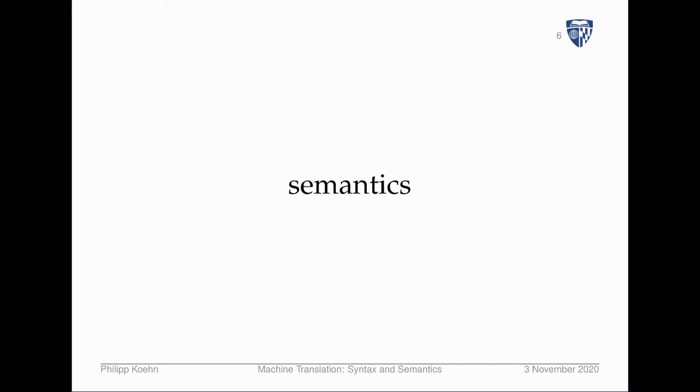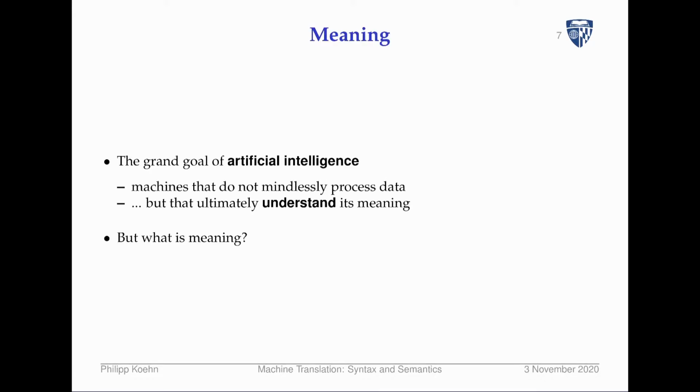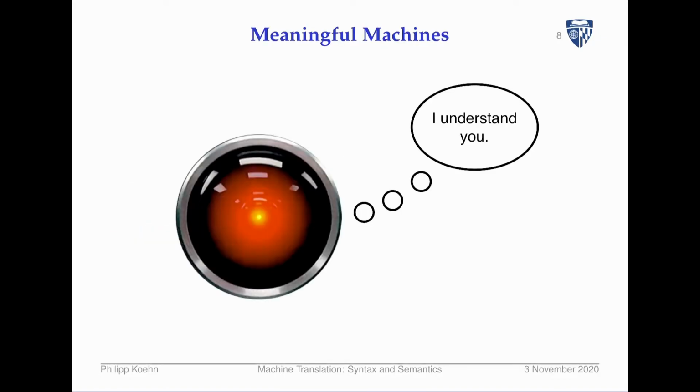Let's move on to semantics. So semantics is a very deep word. It deals with the meaning of sentences, and ultimately this is the grand goal of artificial intelligence. The machines do not just mindlessly process data, but they actually understand its meaning and can then, by their understanding, do higher level intelligence tasks. So that's kind of a rough vision. It's a bit of a fuzzy vision because what exactly is meaning? So this is maybe one caricature.